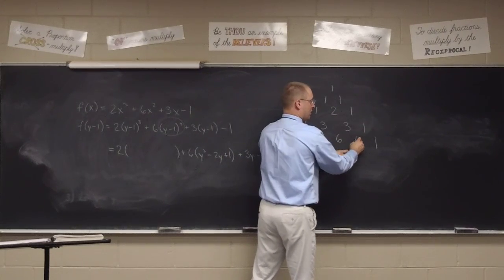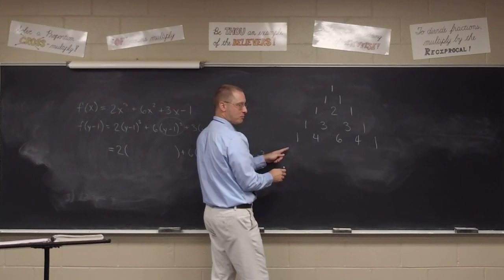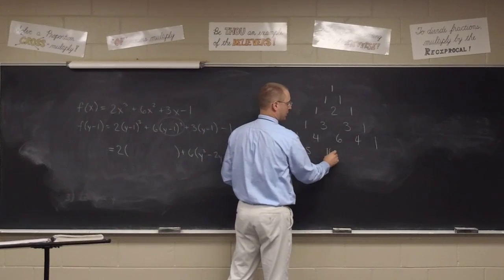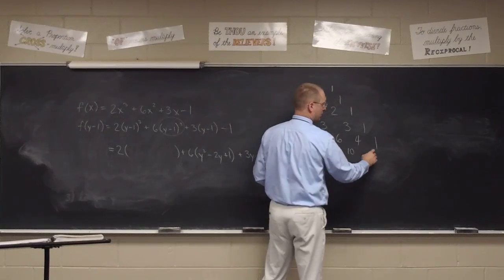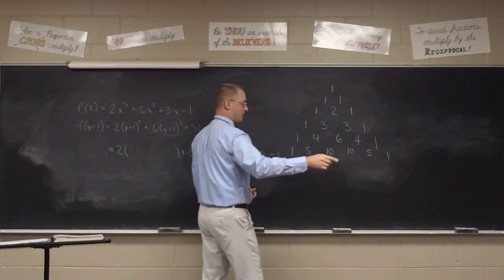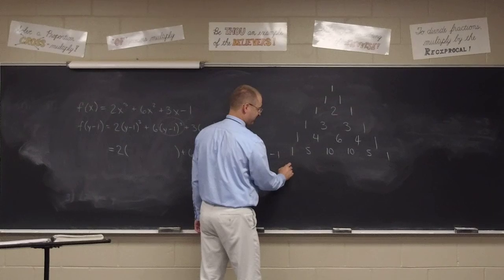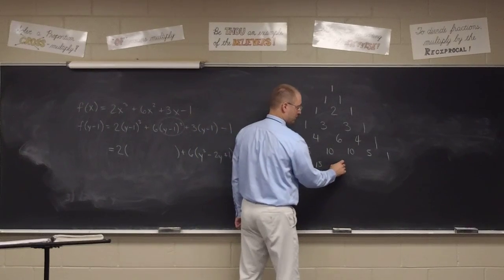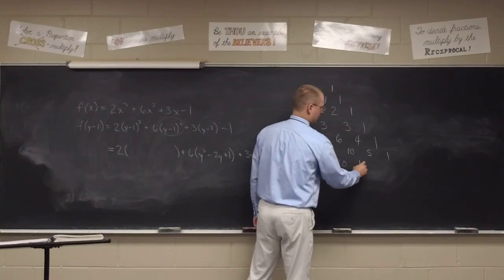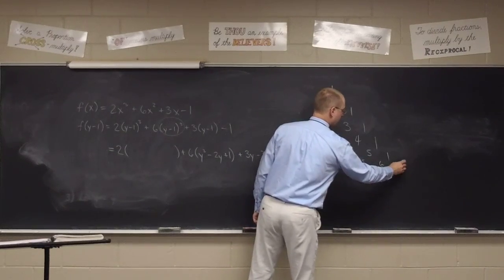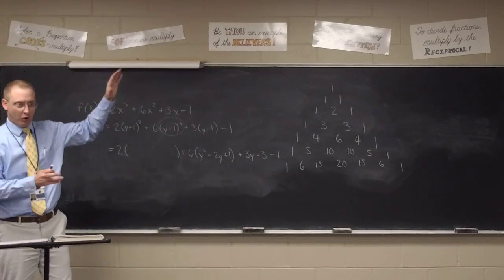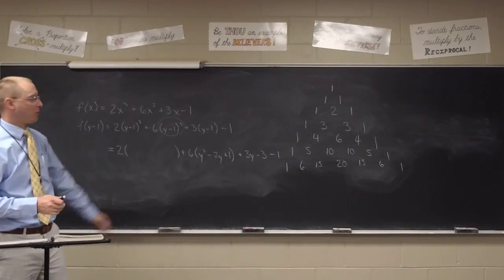6, 4. What would the next row be here, Jamie? 1, 5, 10, 10, 5, 1. How about the next line, Chris? 1, 6, 15, 20, 15, 6, 1. Good, and there's this symmetry too. And of course, we could keep going. I think some of you did. You made a whole bunch of rows to Pascal's triangle when we talked about this.